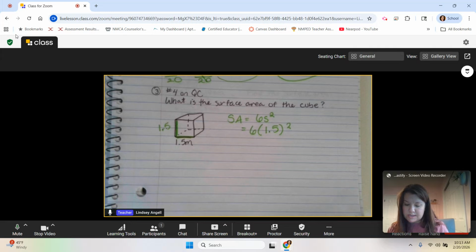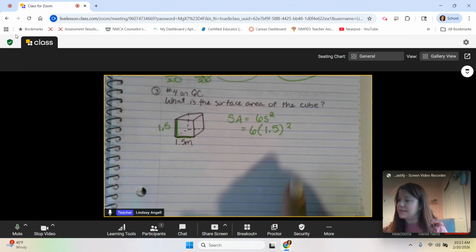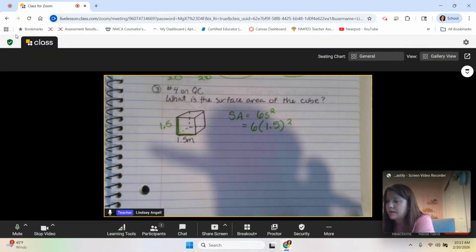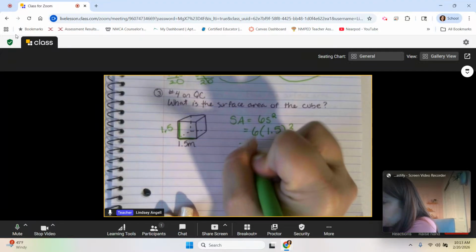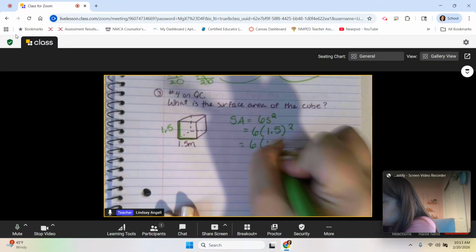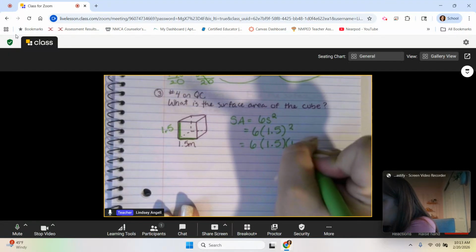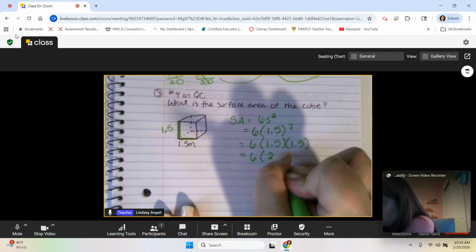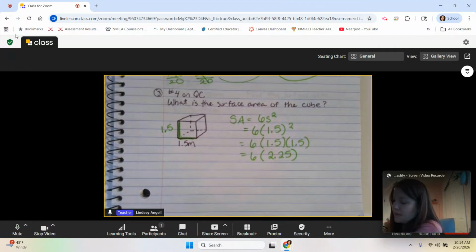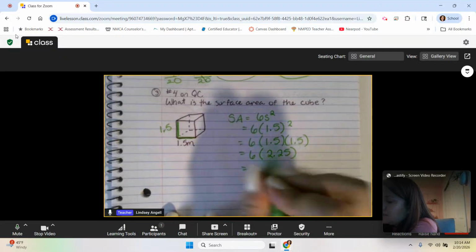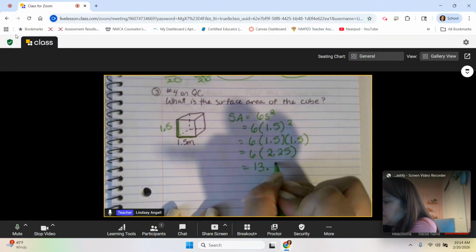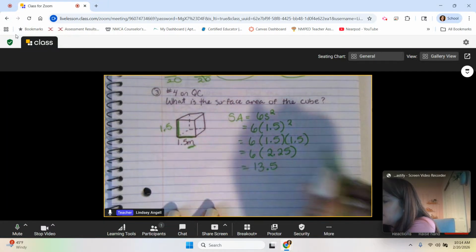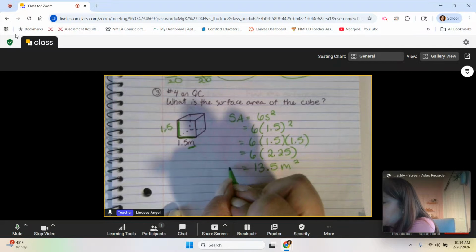Now, using my calculator, 1.5 times 1.5, that's this part, right? 1.5 squared. And I could write that out for you if you want, just as a reminder. This is equal to 1.5 times 1.5. Well, that's 6 times 2.25. And then times 6 gives us 13.5. We were talking about meters, so this would be meters squared.